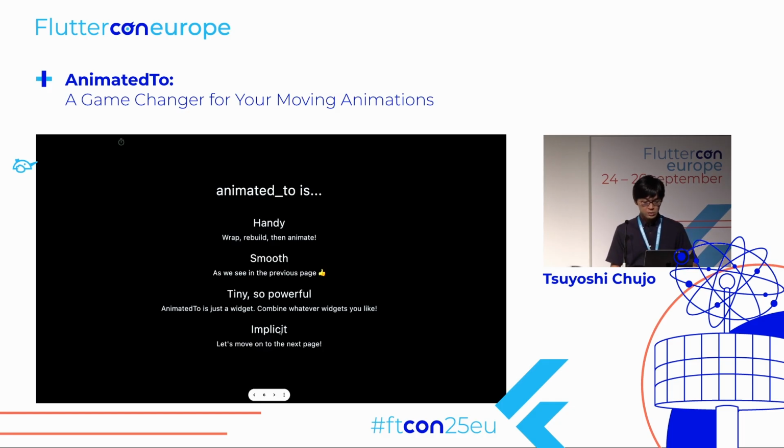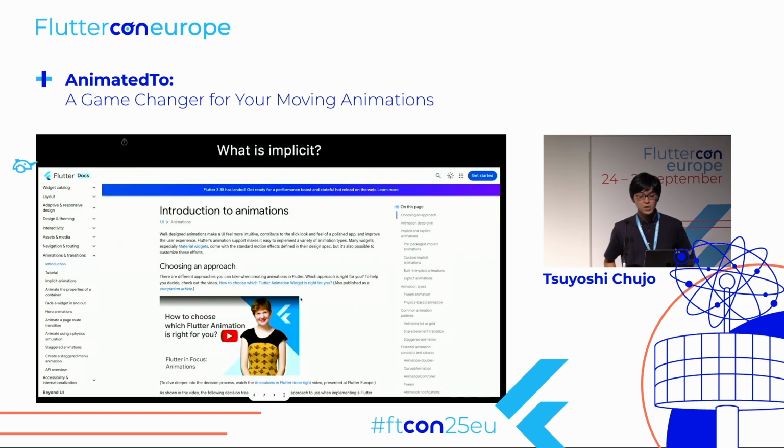So it's powerful. We can do anything with this package. And it's implicit. So what is implicit? Let me move on to the next slide, to cover what implicit animation and explicit animation are in the Flutter framework. This is the official documentation about Flutter animation.